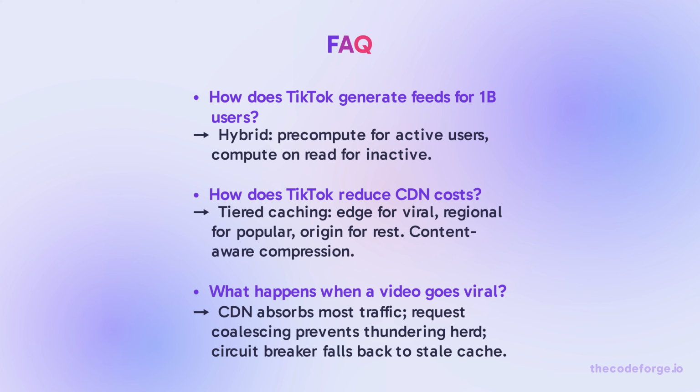Content-aware compression. What happens when a video goes viral? Content delivery network absorbs most traffic. Request coalescing prevents thundering herd. Circuit breaker falls back to stale cache.